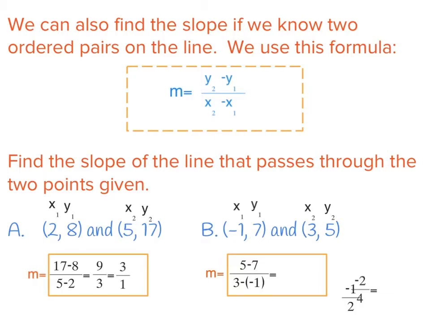So now that I substituted the values into my formula, I'm going to solve for m. So when I subtract 7 from 5, I get -2. And when I subtract -1 from 3, I get a +4. Again, -2/4 can be simplified because both those numbers are divisible by 2. So I'll get the final answer of slope m equals -1 over 2.